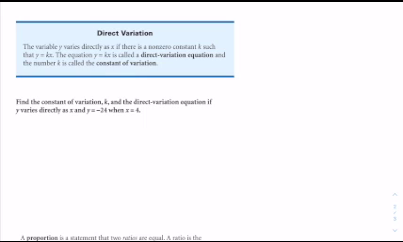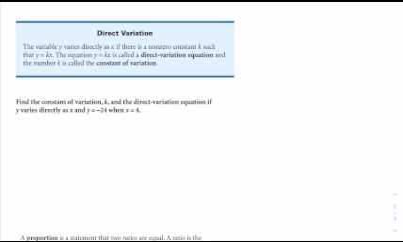The second half of the notes would include direct variation and proportions. Direct variation. The variable y varies directly as x if there is a non-zero constant k such that y equals kx. The equation y equals kx is called a direct variation equation, and the number k is called the constant of variation.